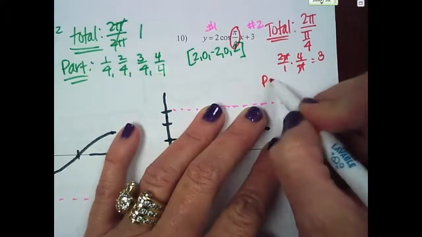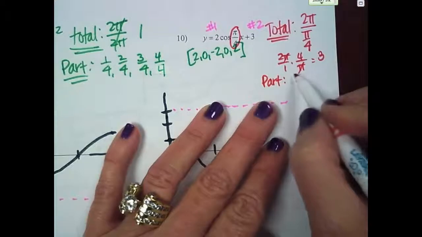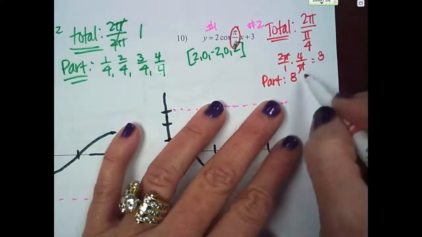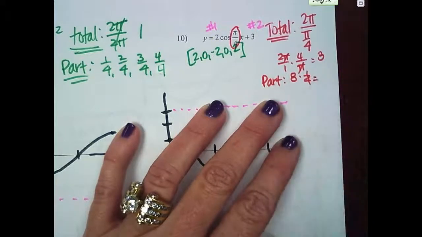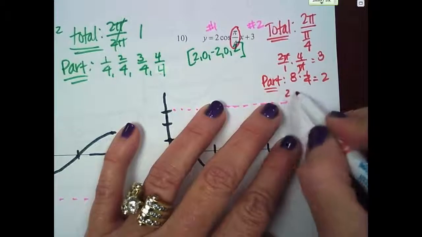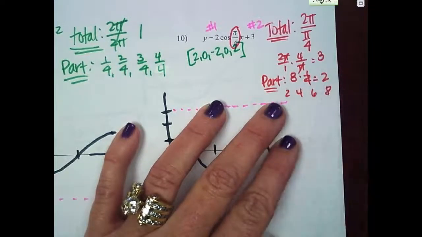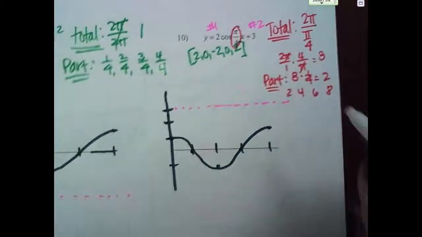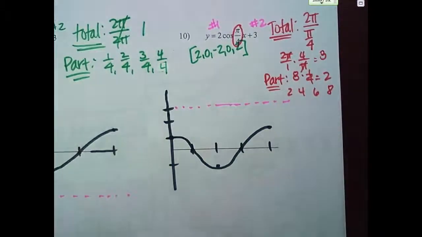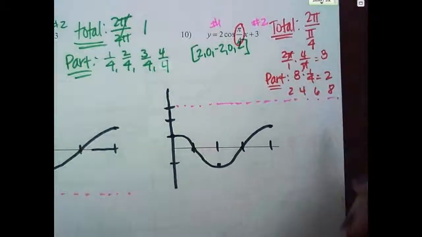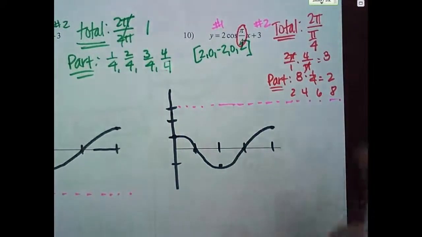Right, how do you find parts? What do you do with your total? You multiply it by what? We have to change the procedure. Multiply by 1/4. What's 1/4 of 8? 2. So you count by 2s. 2, 4, 6, 8. That means it's really, really long. This is 6, right? It's going to go all the way out to 8.